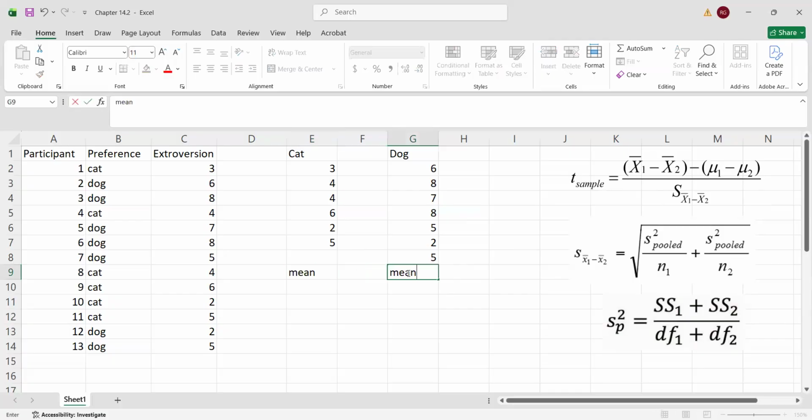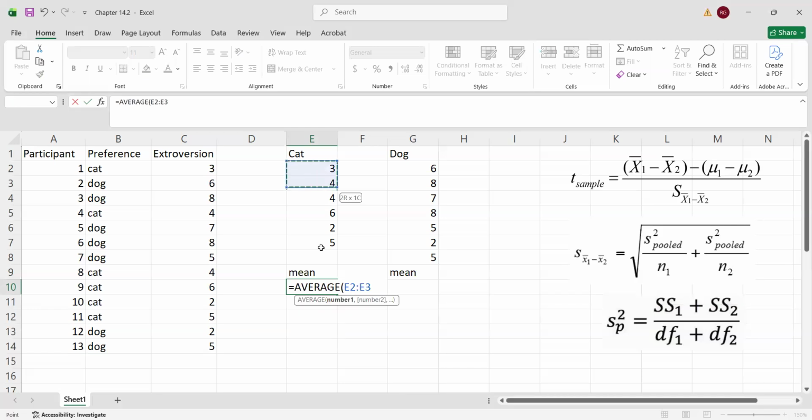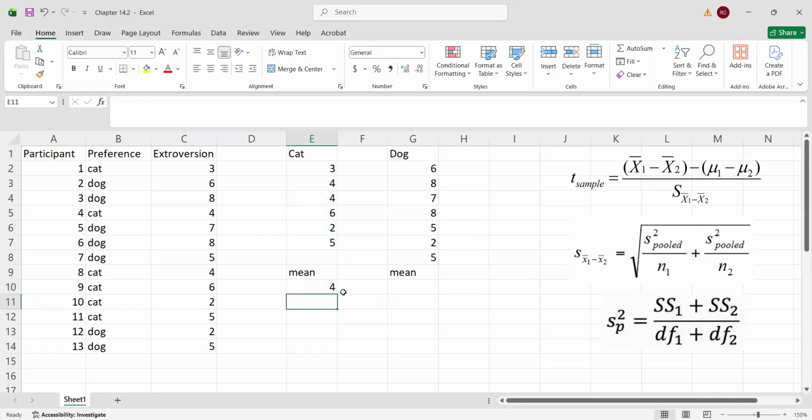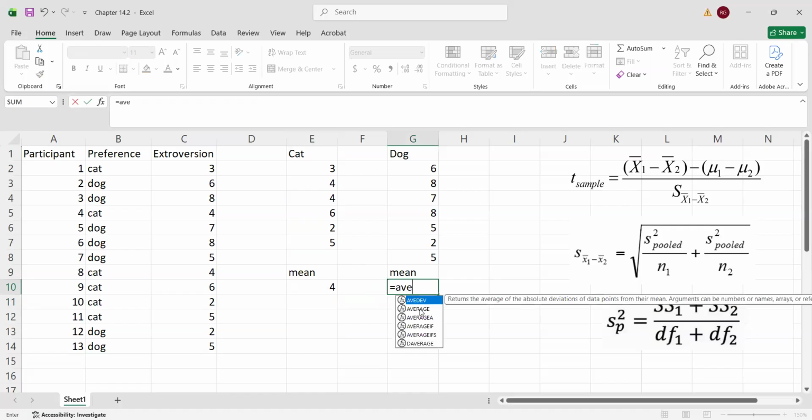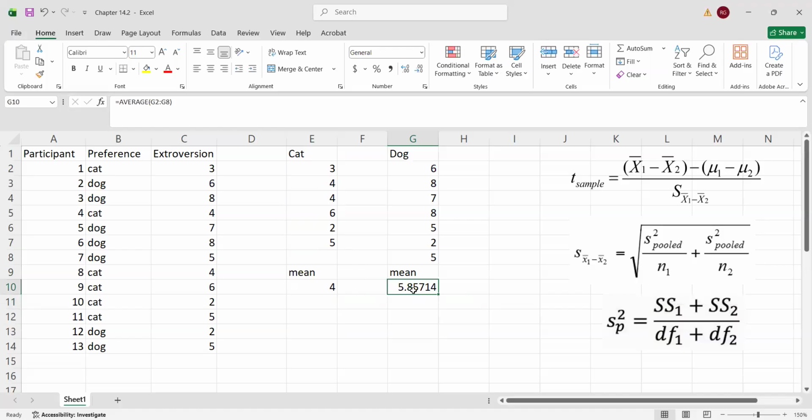So we're going to give ourselves some little headings here. Again, to find the average of a group of numbers, you just type in equals and start typing the word average. Double click on that. Drag and drop the numbers that you want. And that's the mean extroversion rating for cat people in this sample. Let's do the same thing over here. Equals average. And the average extroversion rating for dog folks is 5.86.